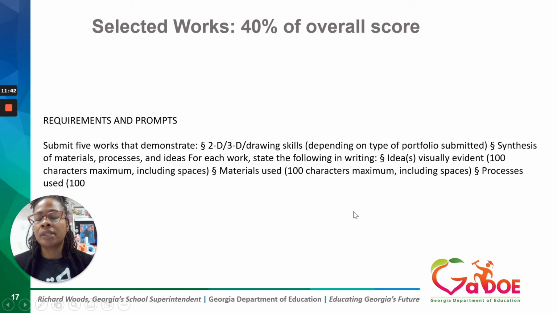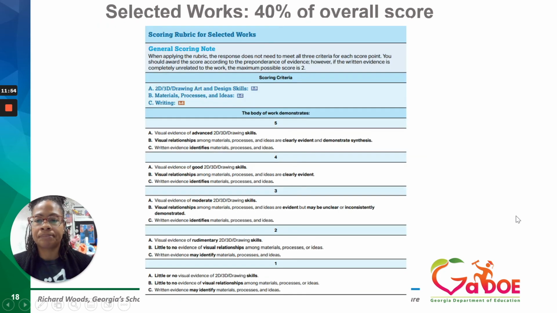So the selected works is 40% of the overall score. And so if you look at the difference of the 60% of the SSI and the 40% of the selected works, the SSI does clearly have the most weight. So this is the rubric for the selected works, which is shorter, and the students can be awarded a score point of a 5, so 1 through 5. And the difference, of course, with the SSI, the students are awarded a 1 to 3.